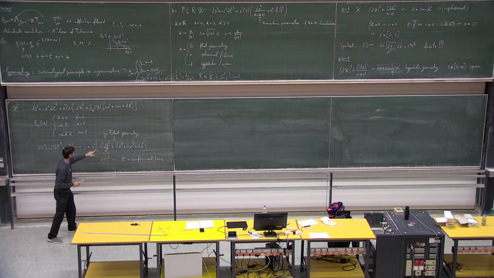Now look at this expression. The only difference with respect to the standard Minkowski metric is this factor here. Okay? So this object is conformally flat. You have a conformal transformation of your metric. Yeah?